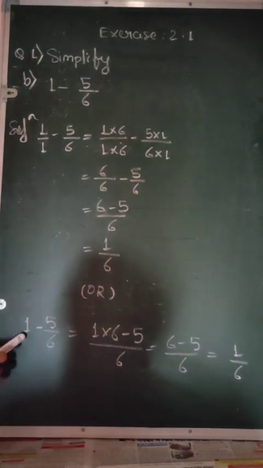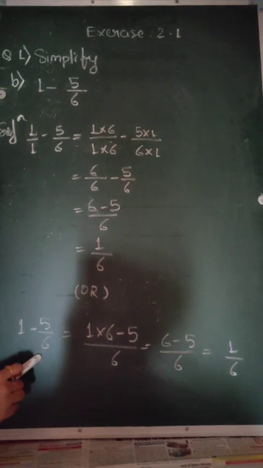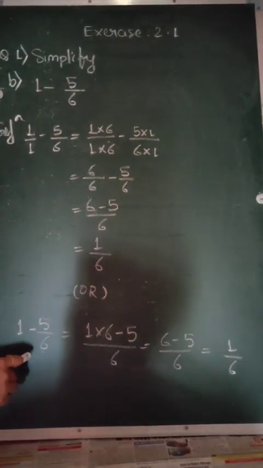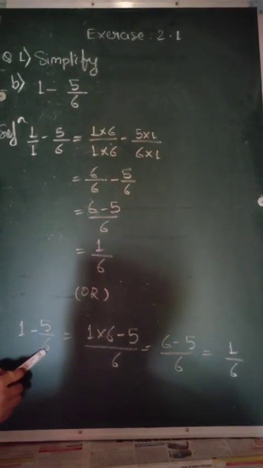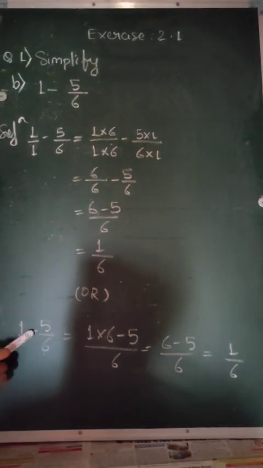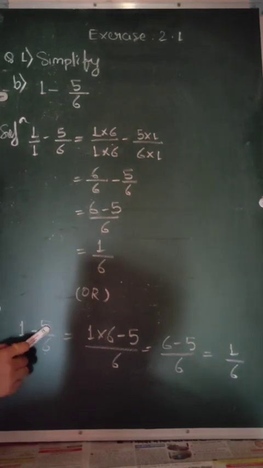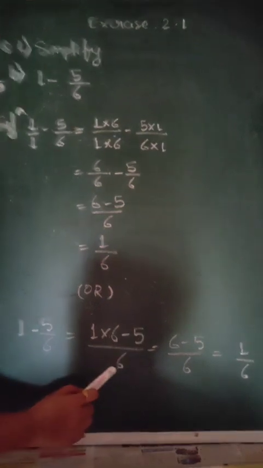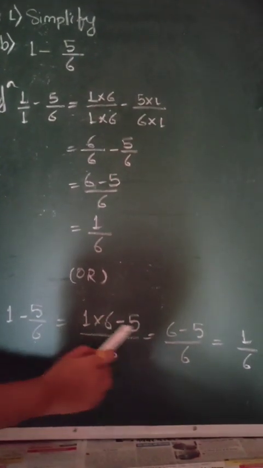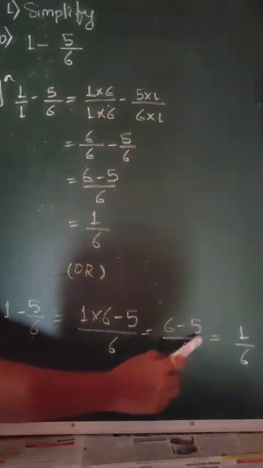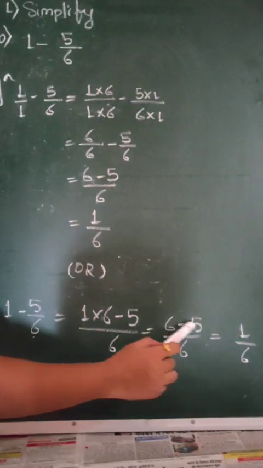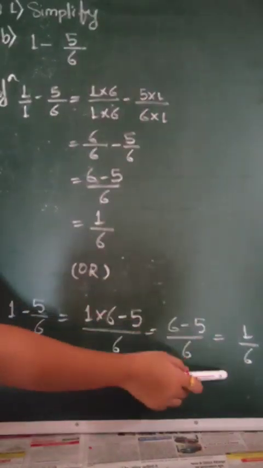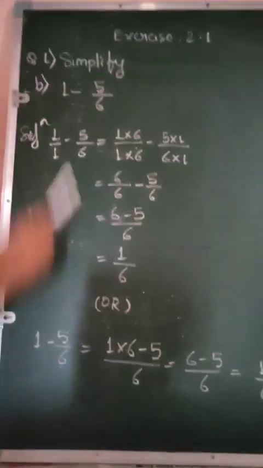We can simply write 1 minus 5 by 6, and now we can see that it is in the form of mixed fraction. So how will we perform it? Multiply this 6 with 1, and then since subtraction is given, subtract 5. So we can write it as 1 into 6 minus 5 divided by 6, and 1 into 6 is equal to 6, minus 5 divided by 6, which is equal to 6 minus 5 is 1 divided by 6. So see, we got the same answer for both the methods.